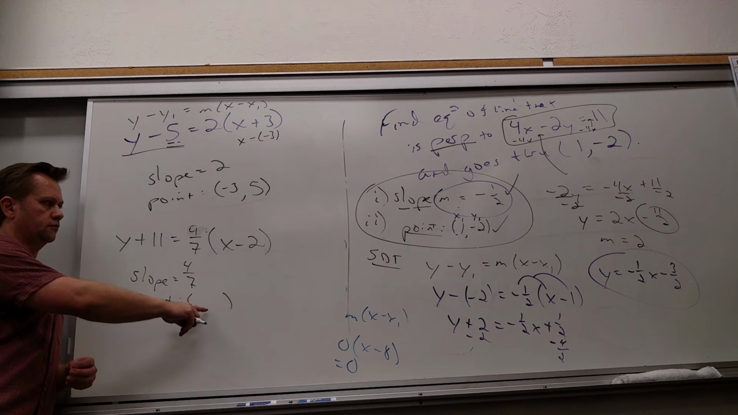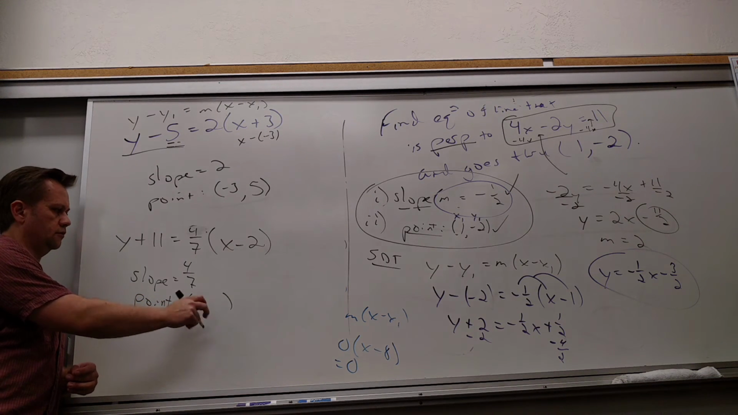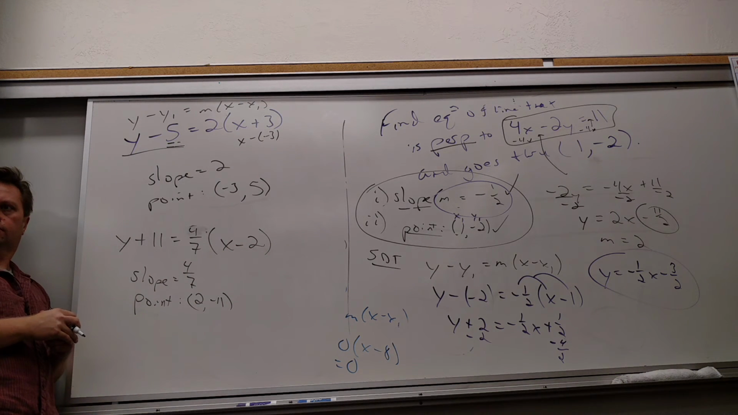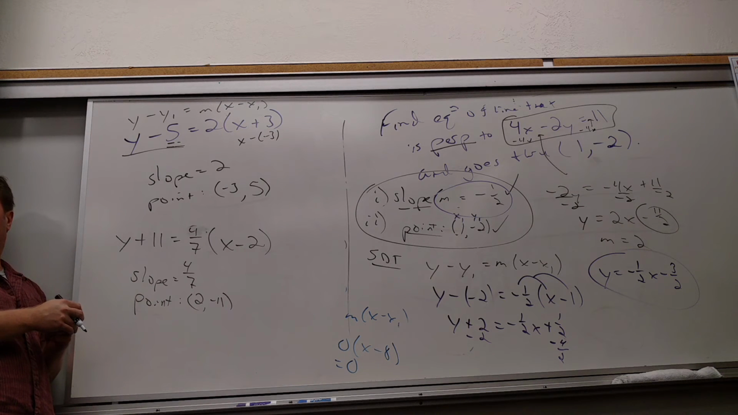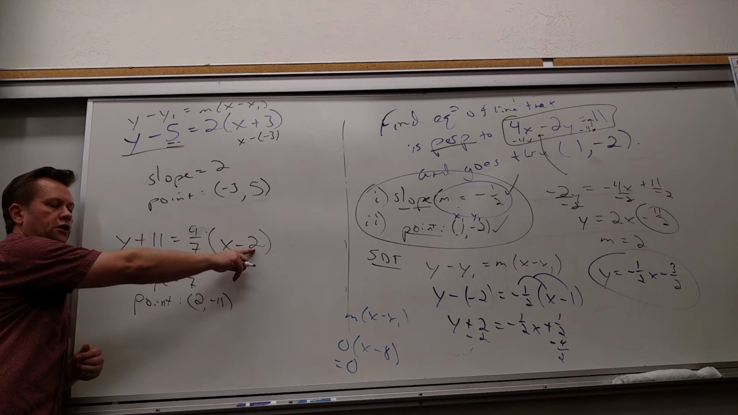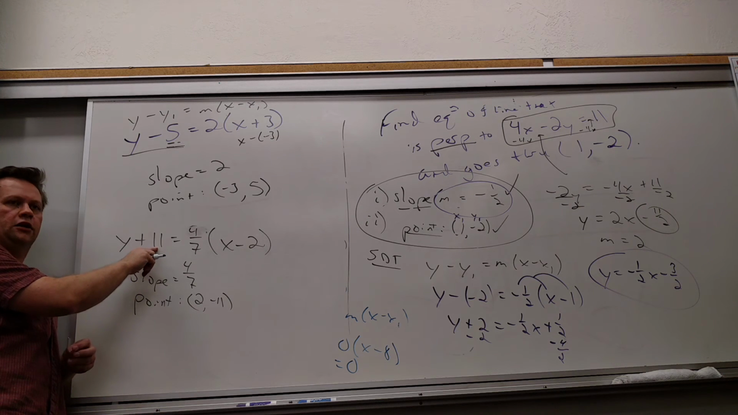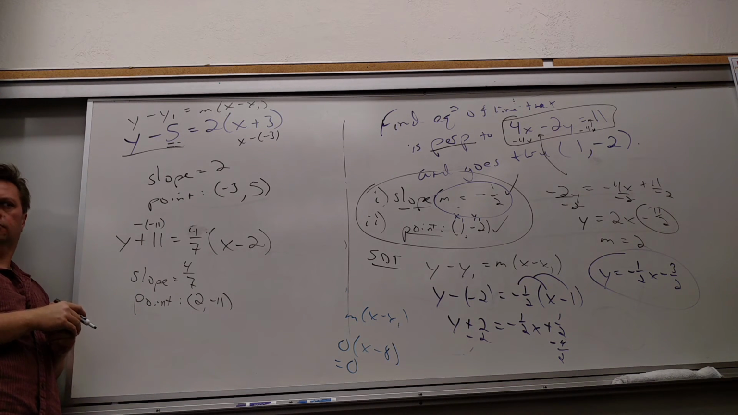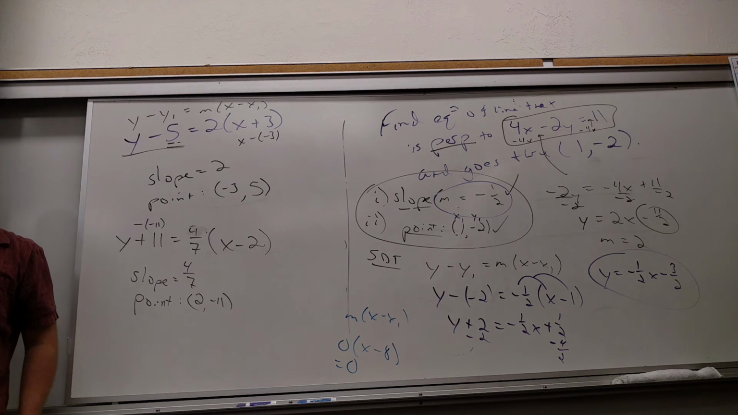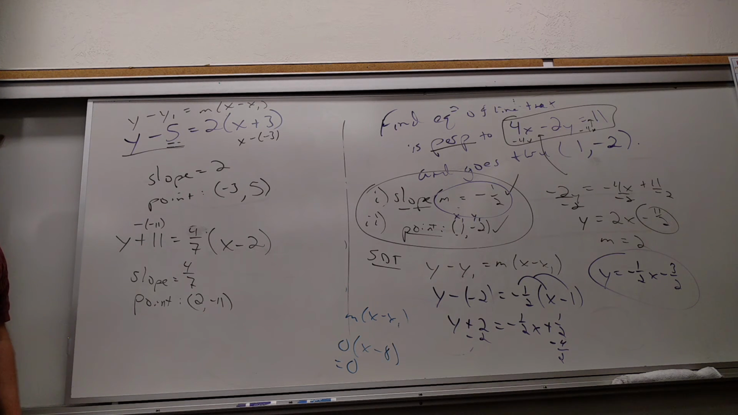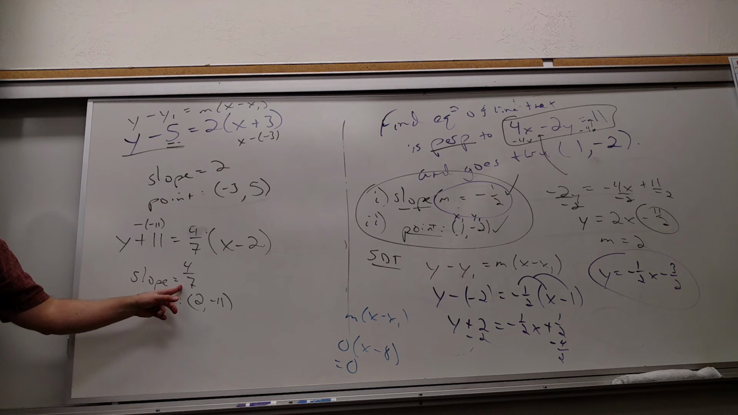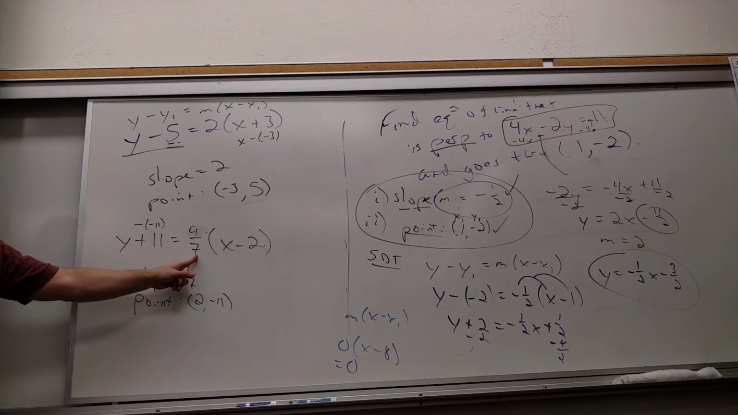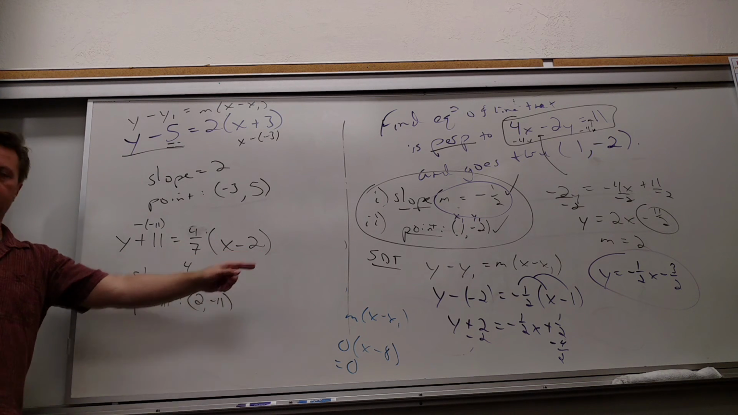What's the point then? 2, negative 11. Yes. Because what did I subtract here? 2. What did I subtract here? Negative 11 minus negative 11. So it's the opposite sign of what you see. What is the 4 over 7? Slope is 4 over 7. What's the equation? Y minus y1 equals m times x minus x1.